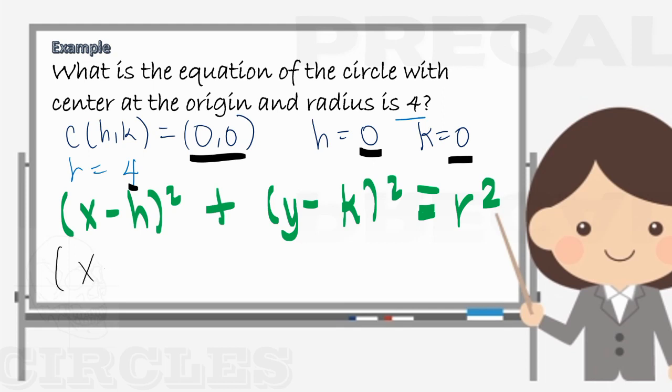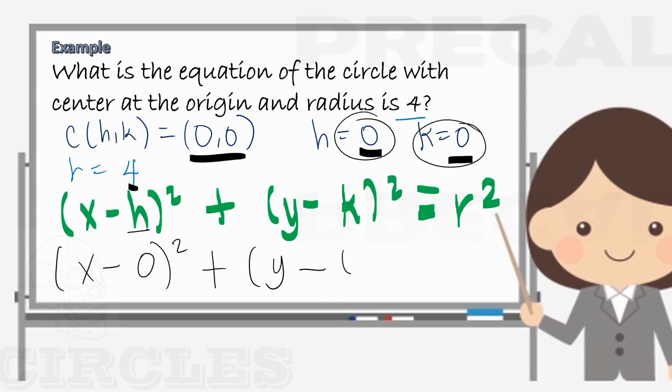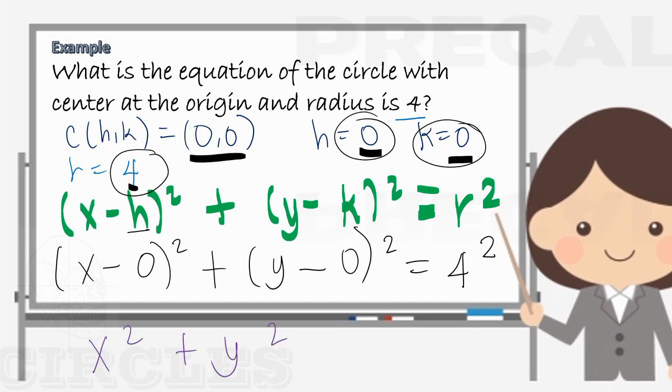So, x minus h, which is 0, squared plus y minus k, which is also 0, squared is equal to r squared. So, the r is 4. Let's square it. So, the final equation will be x squared plus y squared is equal to 16.